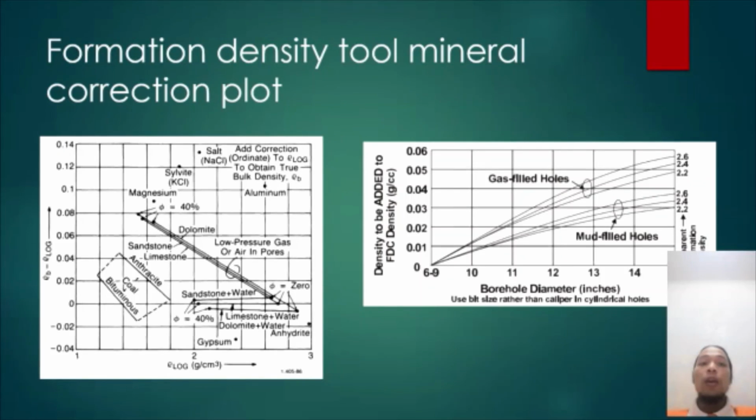As you can see in the picture, it shows that the density of some formations such as anhydrite, sulfide, and halide must be corrected. The reading in the gas-bearing formation is shown in the first picture, which shows the correction that needs to be made. The correction also needs to be made if the borehole is larger than 10 inches in diameter. The correction curve of the tool is shown in the second picture.